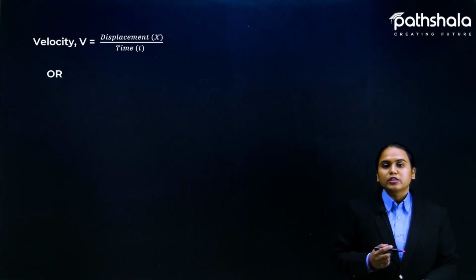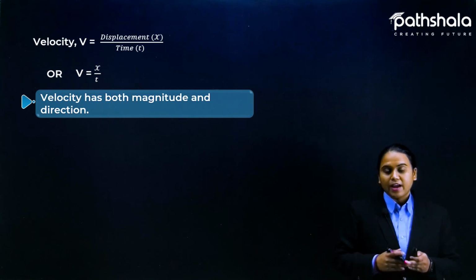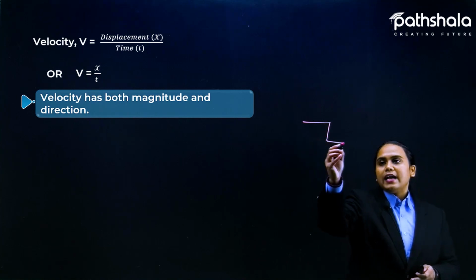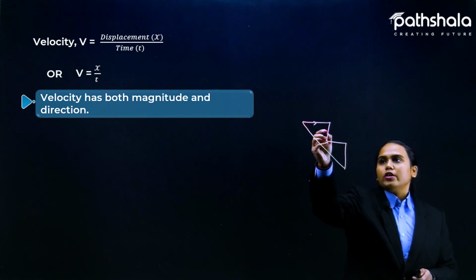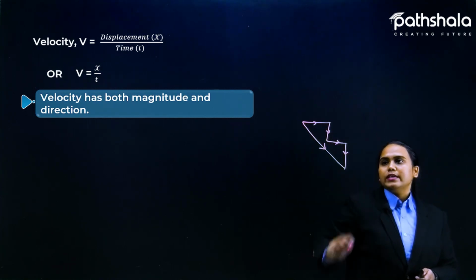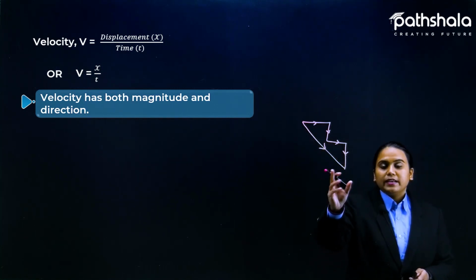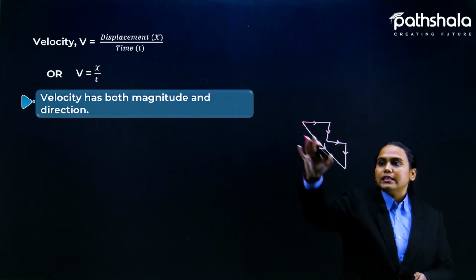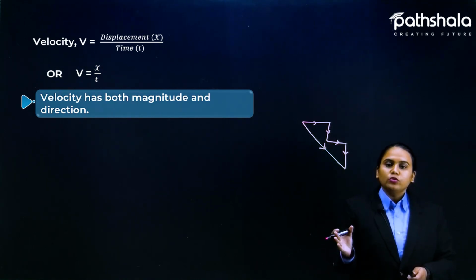Now let us see it with an example, and here is the formula for you: velocity is equal to displacement upon time. So v is equal to x by t, and velocity has both magnitude and direction, as I have told you, because it is a vector quantity. Like earlier we have seen the zigzag way, and here is the shortest path, not the original path. The shortest path covered, that is displacement, is divided by the duration. Whatever time it takes to cover this distance, the displacement is divided by it, and it gives you velocity.